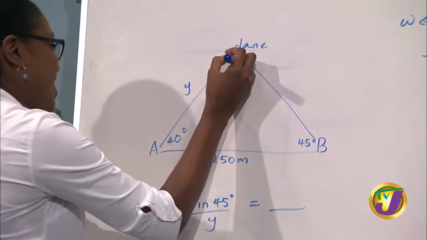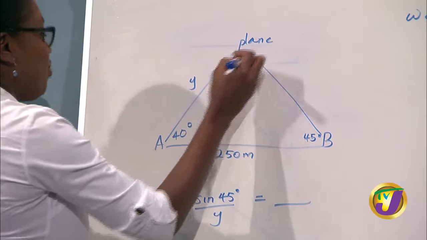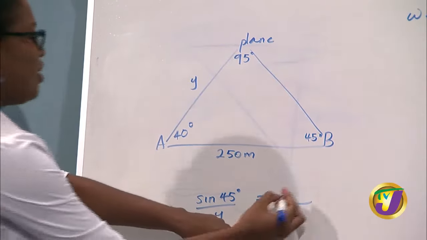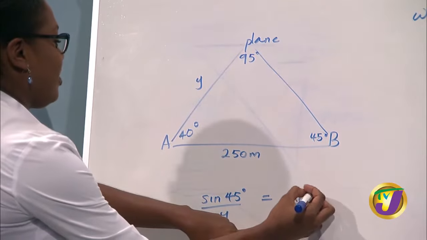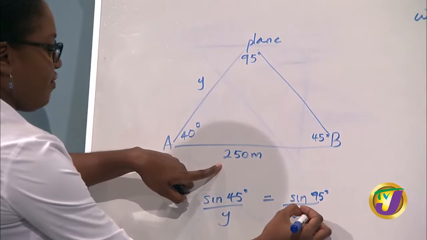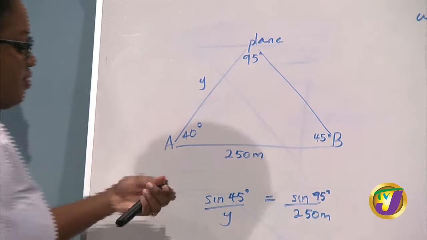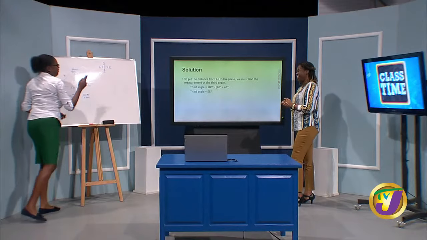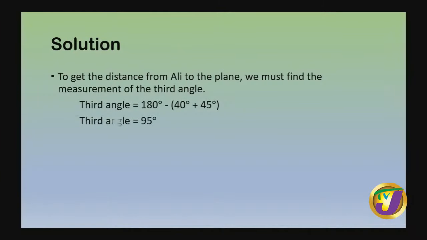Make sure it's right. We calculated it, but I'm not checking this one. Let us see. I hope it's right. So this one would be sine, and 250. Let me see if you're right. Let's look at the solution. Third angle, I'm going to give you a tip for that one. The missing angle there would be 95 degrees.